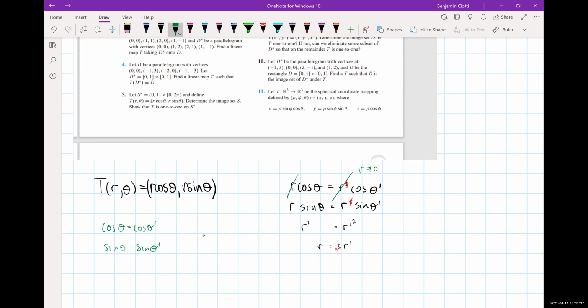So maybe we could just use this equation: cosine theta is cosine theta prime. How can that tell you that theta must equal theta prime? I don't think it can. First, I thought it meant that theta equals theta prime plus 2k pi, but I don't think it means that either, because cosine of pi minus a tiny bit is the same as cosine of pi plus that tiny bit.